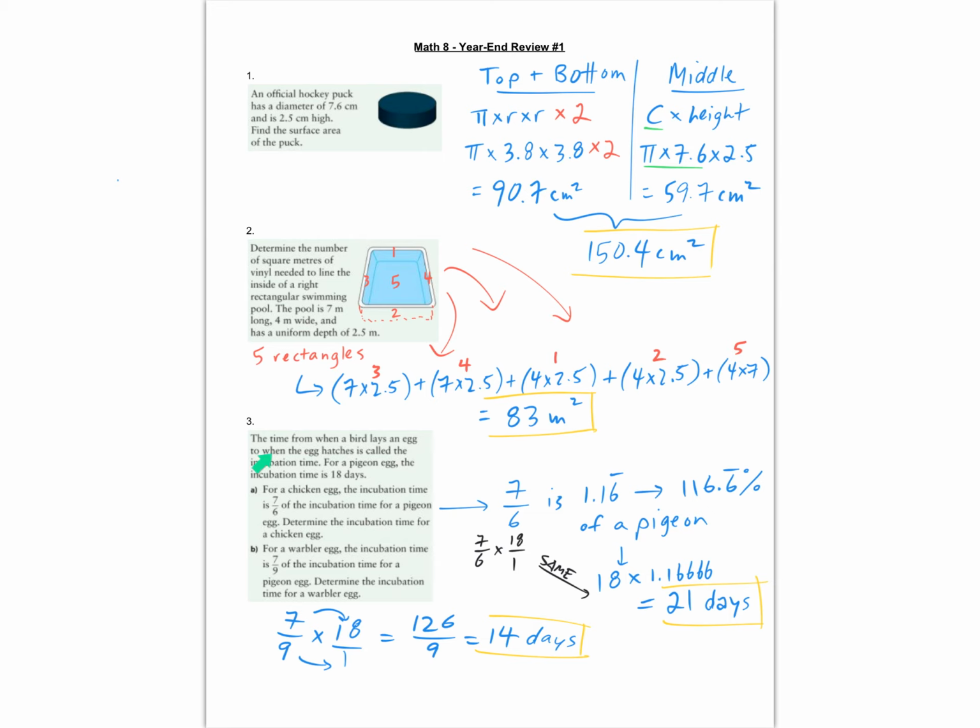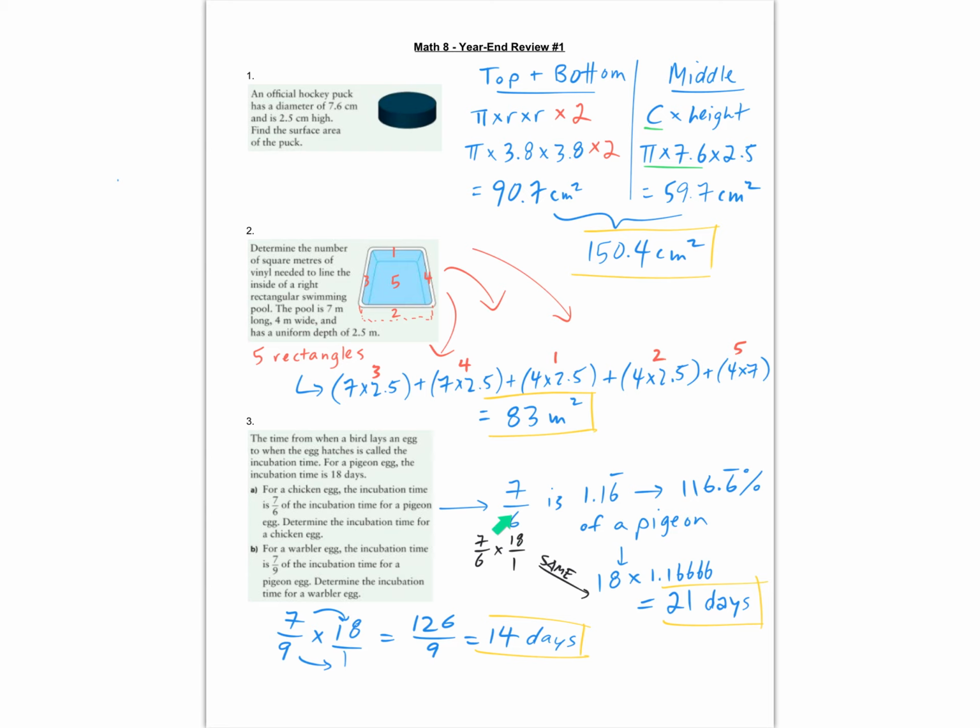Okay, this one, the time from when a bird lays an egg to when the egg hatches is called the incubation time. For a pigeon egg, the incubation is 18 days. For a chicken, the incubation time is 7/6 of the incubation time for a pigeon egg. So that means it's longer, because this is greater than 1. 7/6 is larger than 1, so it's going to be a longer incubation time than 18 days.